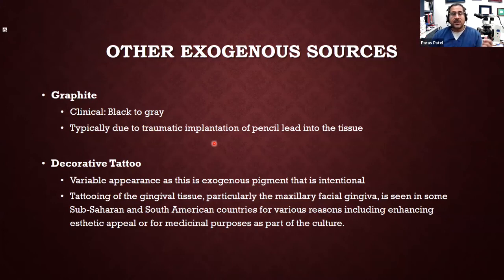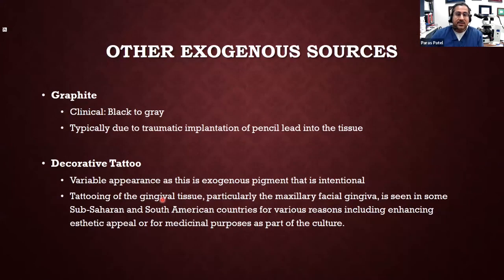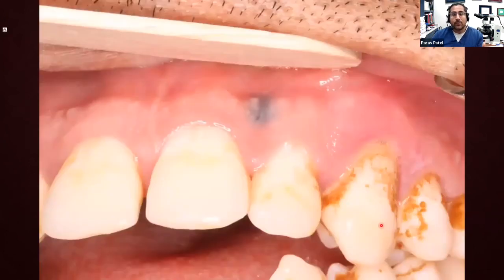And then decorative tattoos, everybody should be familiar with in regards to people that get their tattoos. There is a specific type of tattoo we've seen on the gingiva here at the college, as well as fairly reported across the world. In certain populations, sub-Saharan Africa, South America, and other countries, people will get these aesthetic tattoos, or tattoos that are thought to be for medicinal purposes as part of their culture. And they'll get this banded tattoo on their gingiva, whether it's maxillary or mandibular or both.